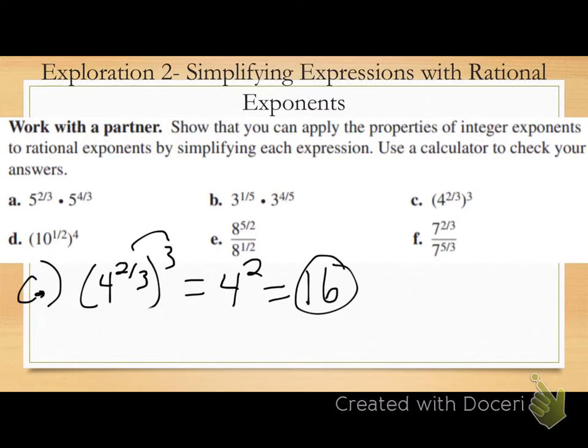For not knowing what? For just not knowing the rules of the exponents? Yeah. It's alright, we're reviewing them.